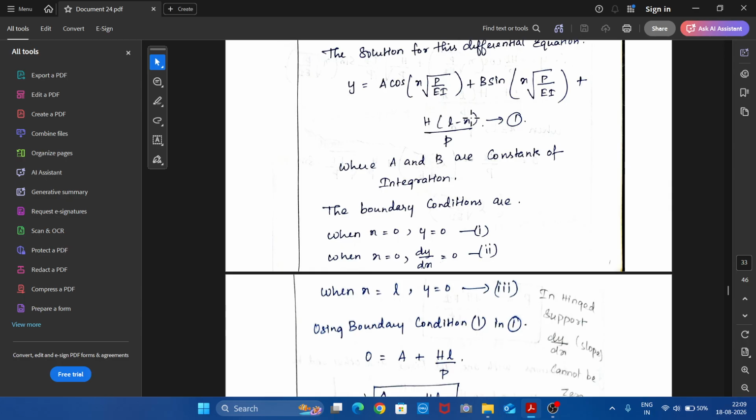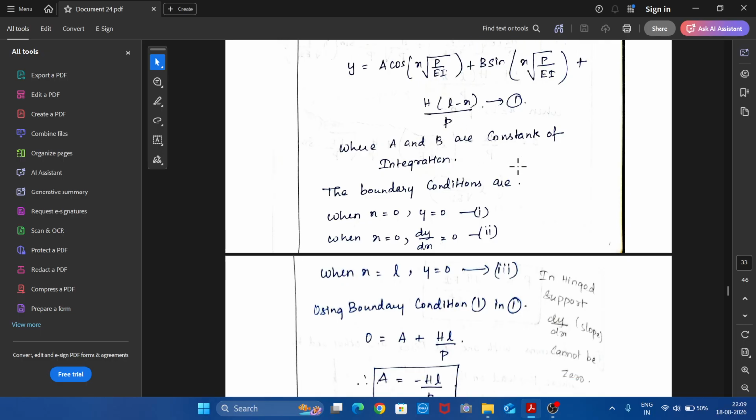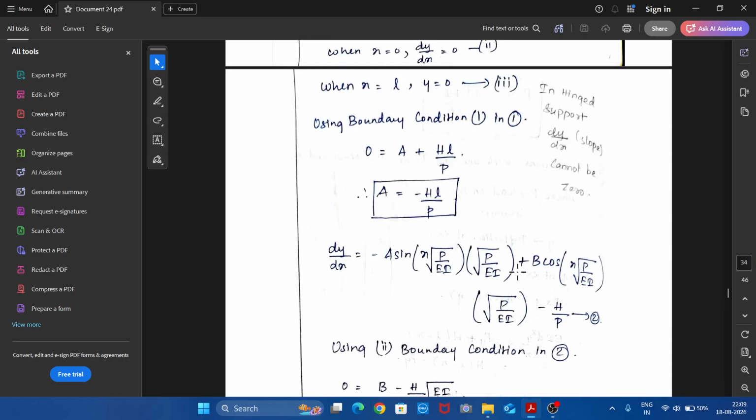Then if this is differentiated with respect to x, we will be getting minus h by p, because hl will get cancelled, minus hx by p. So minus h by p will be the differentiation. So we will be getting minus h by p like this. Minus a sin x root p by ei into root p by ei plus b cos x root p by ei into root p by ei minus h by p.